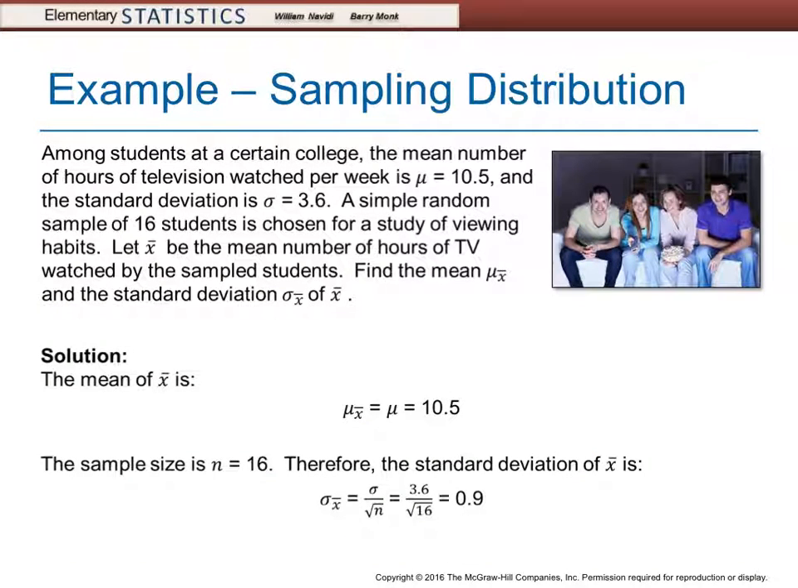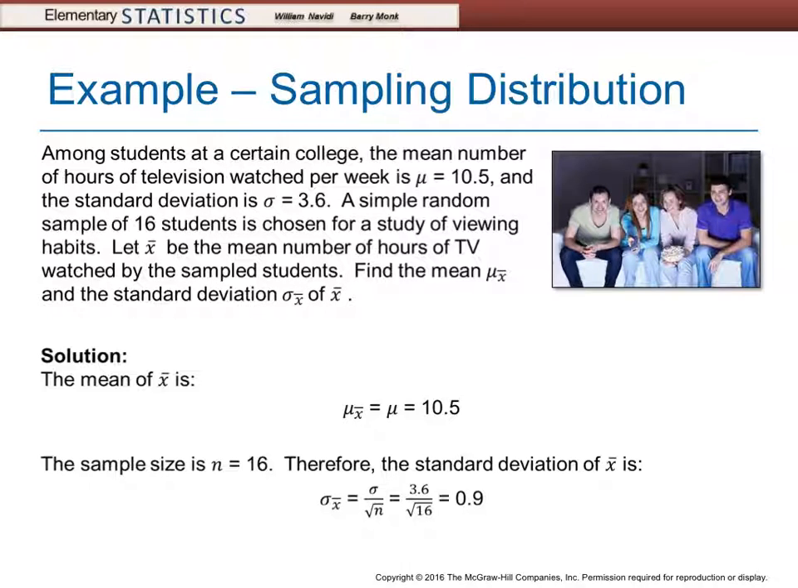So here's an example of the sampling distribution. Among students at a certain college, the mean number of hours of television watched per week is mu equals 10.5 hours, and the standard deviation is equal to 3.6 hours. A simple random sample of 16 students is chosen for a study of viewing habits. Let x bar be the mean number of hours of TV watched by the sampled students. Find the mean, mu x bar, and the standard deviation, sigma x bar.